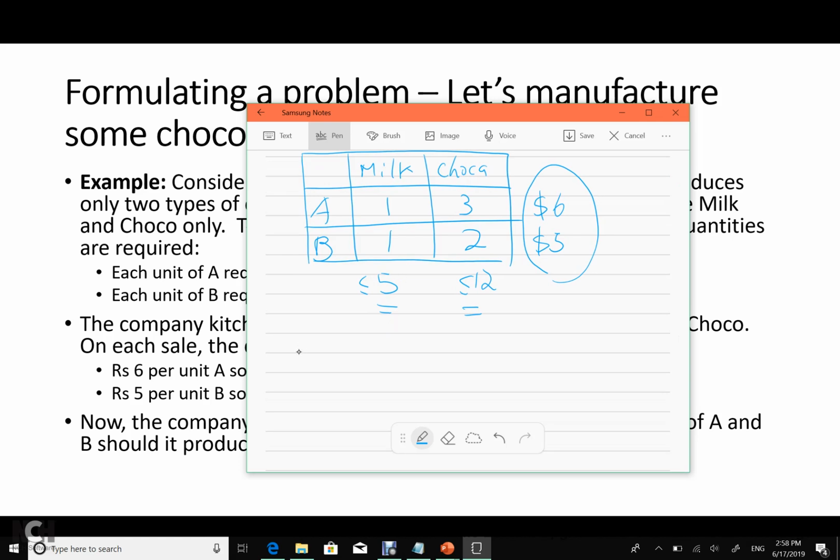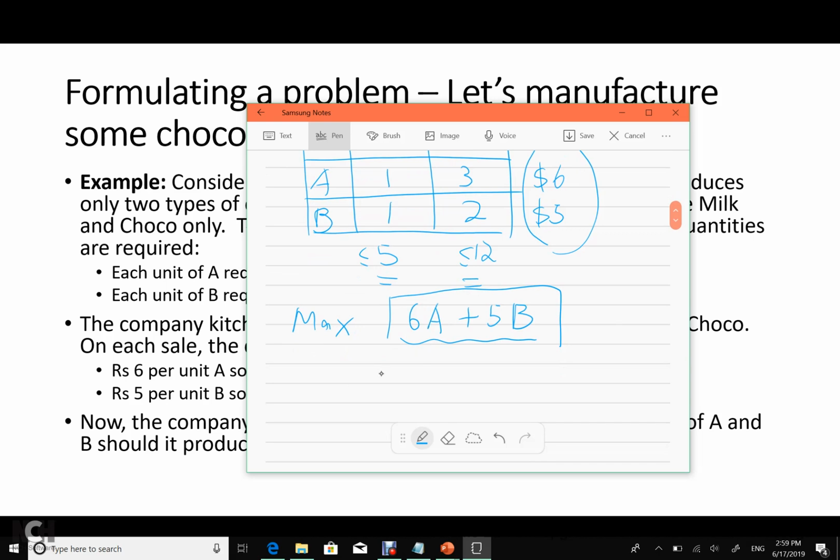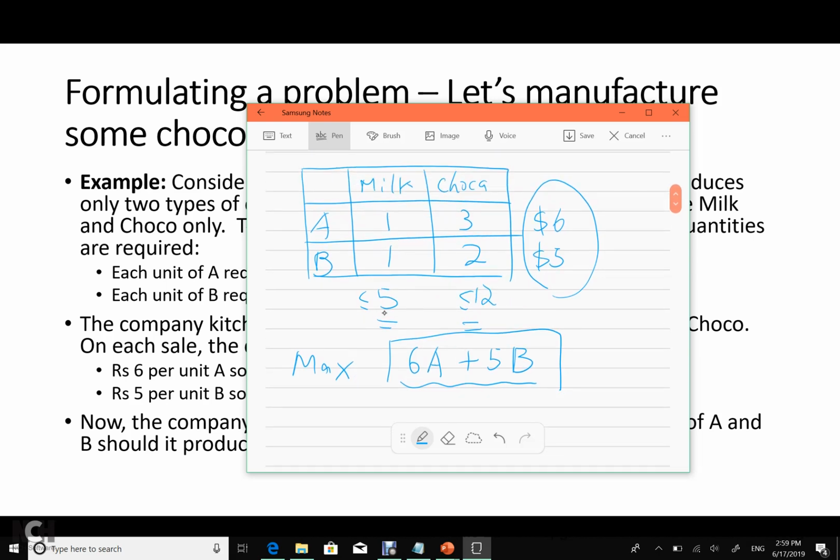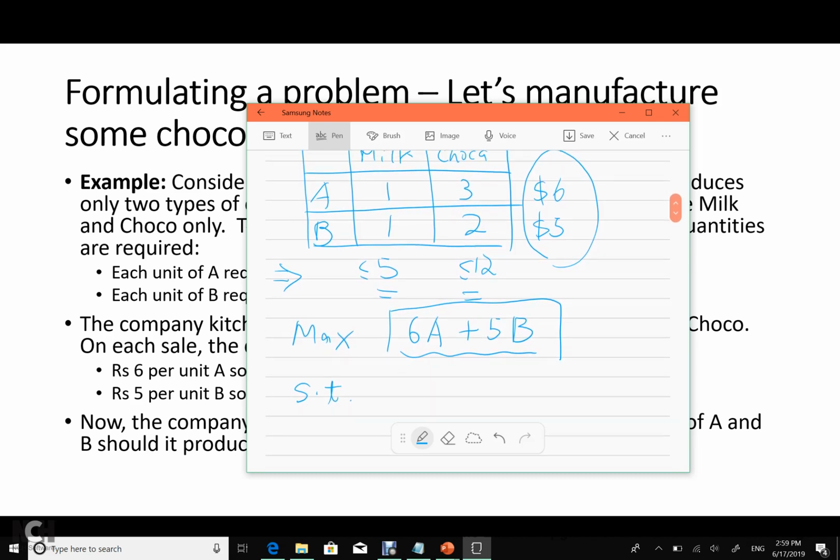if we want to maximize what we generate, it is $6A plus $5B, right? This is what we want to maximize, but we cannot do that totally randomly because we have a constraint. This is a constraint, and we have to formulate this constraint as a mathematical function, right?